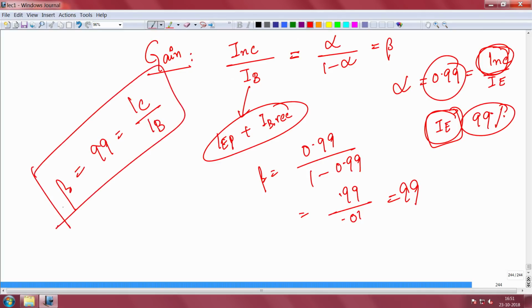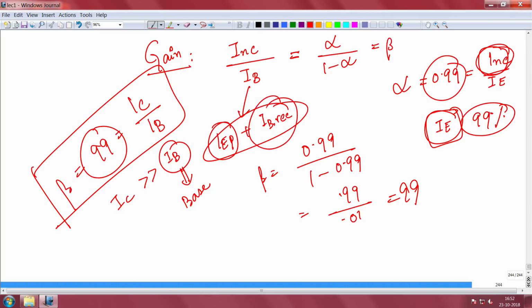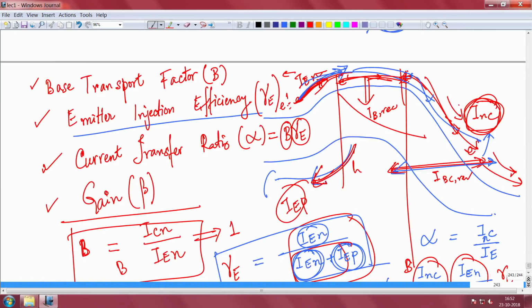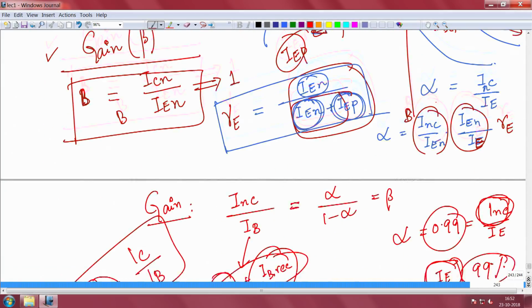So, a higher gain means the device is better. The collector current should be much larger than the base current. In other words, the base current should be very small, and the base current can be small when this back injected component is small and when the recombination is small. Please remember that if most of the electrons recombine in the base, then the number of electrons reaching the collector will be very low, your beta will be low, your gain will be low, and you will have a very bad device. You want the maximum electrons to reach the collector. So, these are different terminologies that are used in BJT parlance.